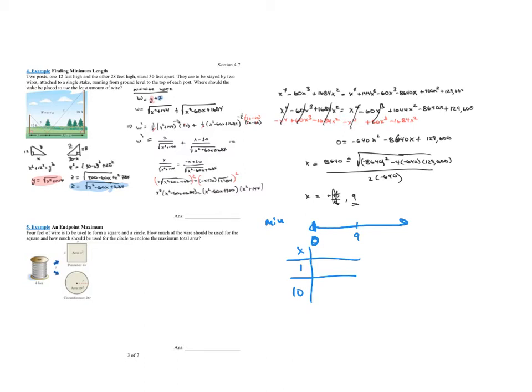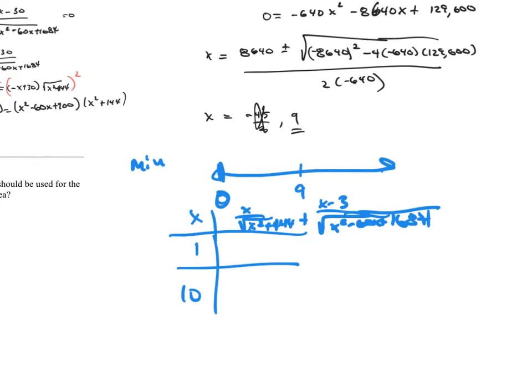The derivative function here was x over the square root of x squared plus 144 plus x minus 30 over the square root of x squared minus 60x plus 1684. These look really nasty, but I promise it's not too bad because we know our denominators, its square roots, must be positive. So let's try plugging in a 1.